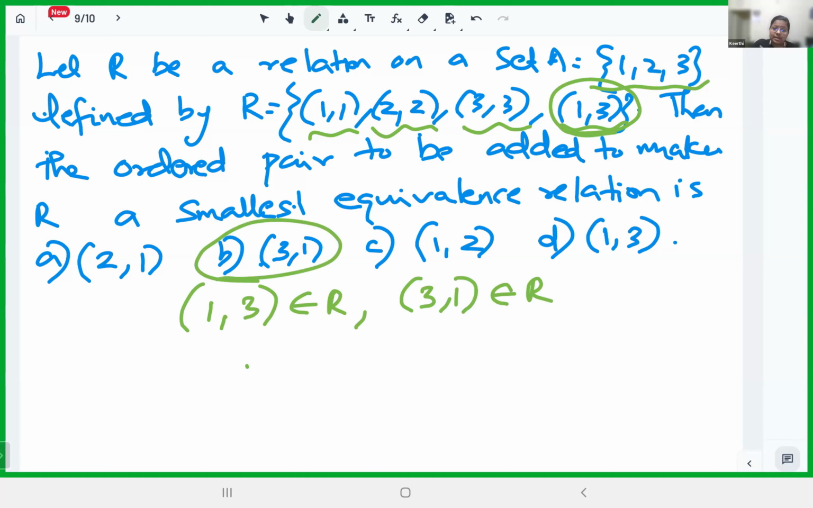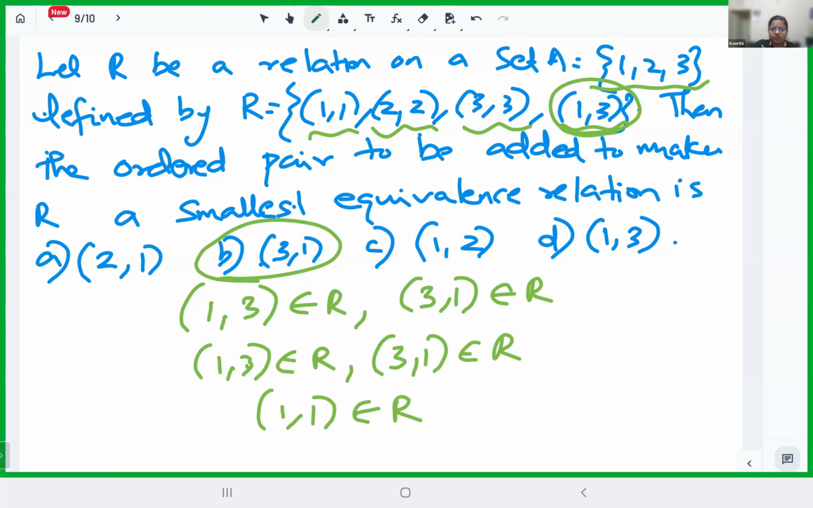Now, what about the transitive condition? If (1,3) belongs to R and now I am adding the ordered pair (3,1), which is also an element of R, then we should get (1,1) belongs to R, right? Then only it will become transitive. Whether (1,1) belongs to R or not, (1,1) is already an element of R.